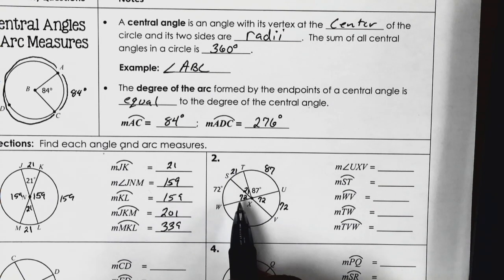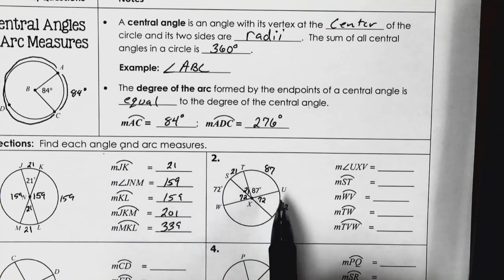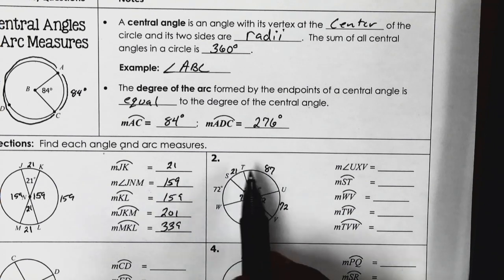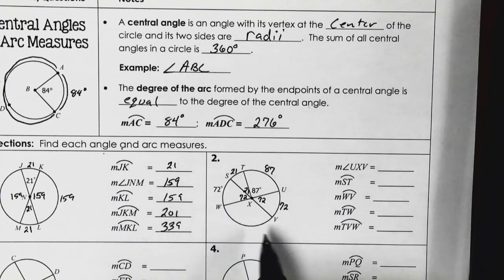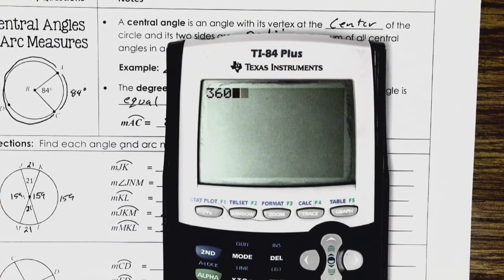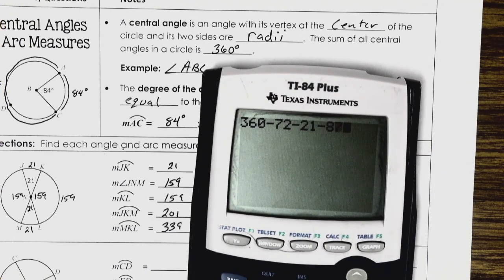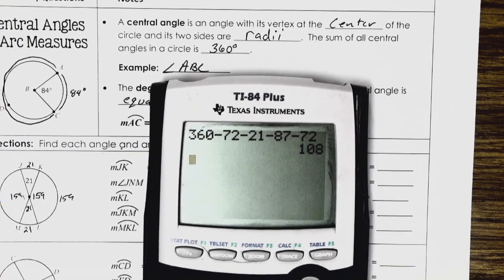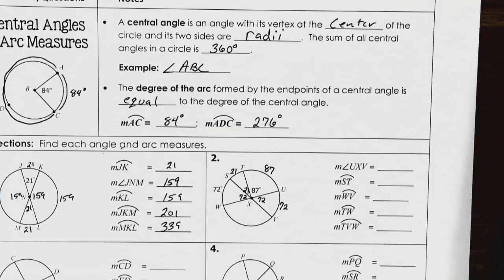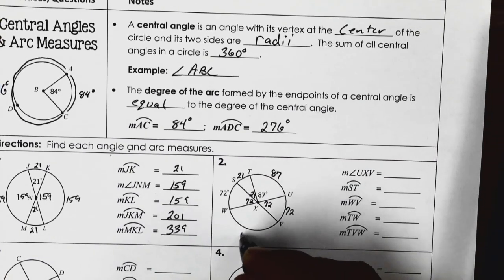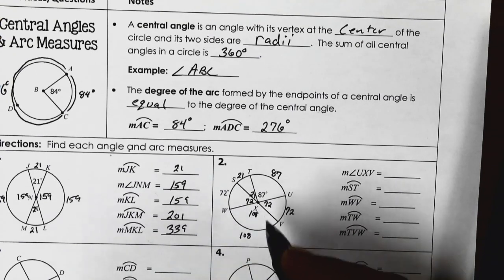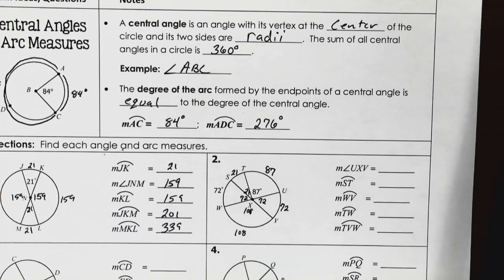And then finally, to get the last angle, remember all the sides of the circle have to add up to 360. So to get this last remaining one, I can take all of these and subtract them from 360. 360 minus 72 minus 21 minus 87 minus 72, and that gives me 108. So this arc right here is 108, which means this angle is also 108. And there you go. I got all the parts of the circle labeled, so now I can get my measures.